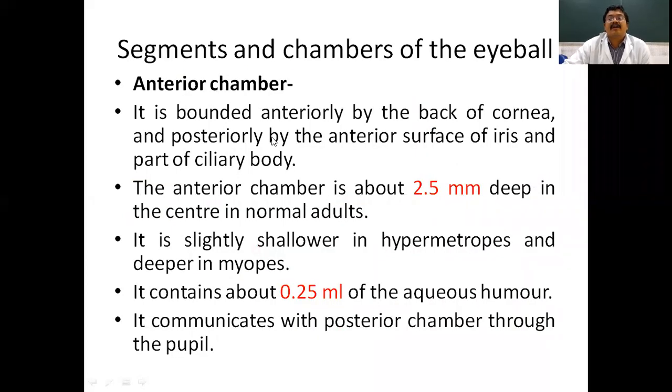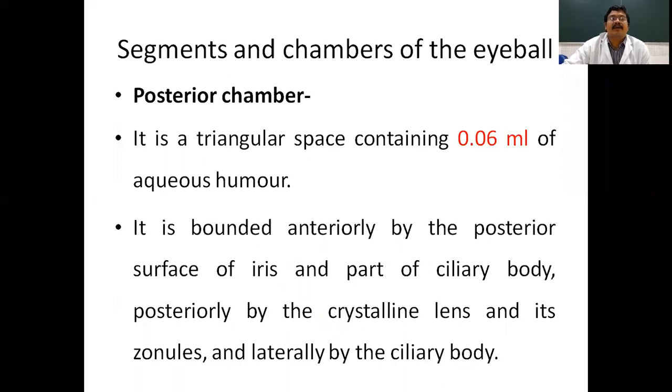The anterior chamber is bounded anteriorly by the cornea, and posteriorly by the anterior surface of the iris and the ciliary body. The depth of the anterior chamber is 2.5 millimeters at the center in the adult. Its depth is more in myopes compared to hypermetropes. It contains 0.25 ml, one-fourth ml, of aqueous humor. It communicates with the posterior chamber through the aperture in the iris called the pupil. The posterior chamber is a triangular space containing approximately 0.06 ml of aqueous humor.